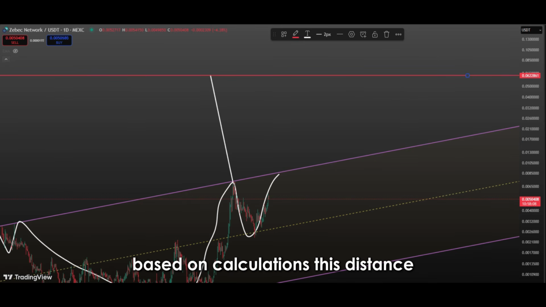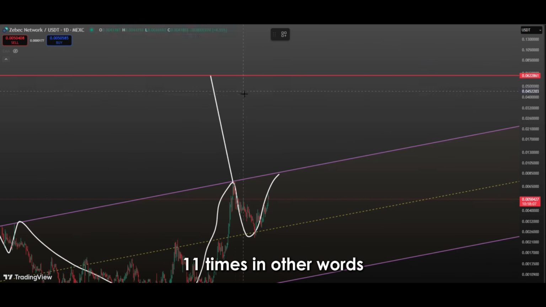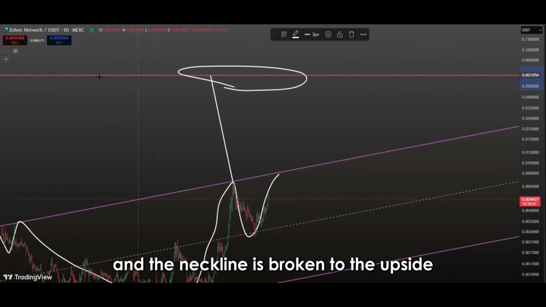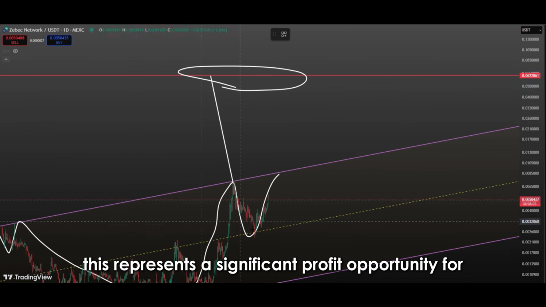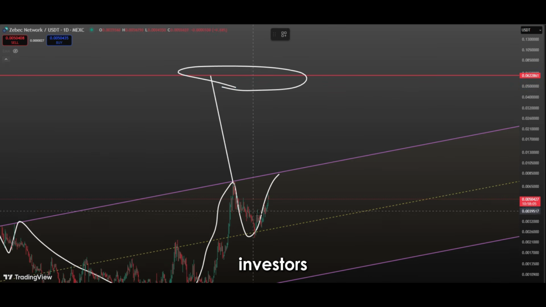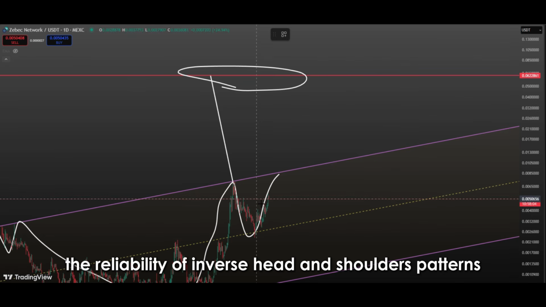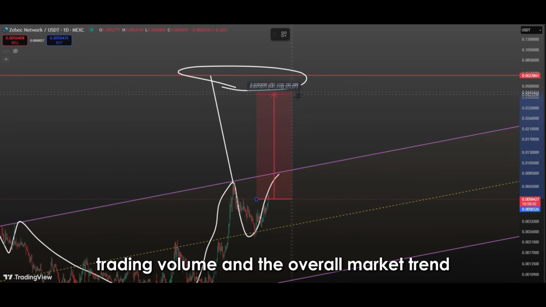Based on calculations, this distance suggests a price increase potential of approximately 11 times. In other words, if the pattern completes successfully and the neckline is broken to the upside, the price could potentially increase 11-fold. This represents a significant profit opportunity for investors and is why many closely monitor such formations. The reliability of inverse head and shoulders patterns largely depends on the price level at which they form, trading volume, and the overall market trend.